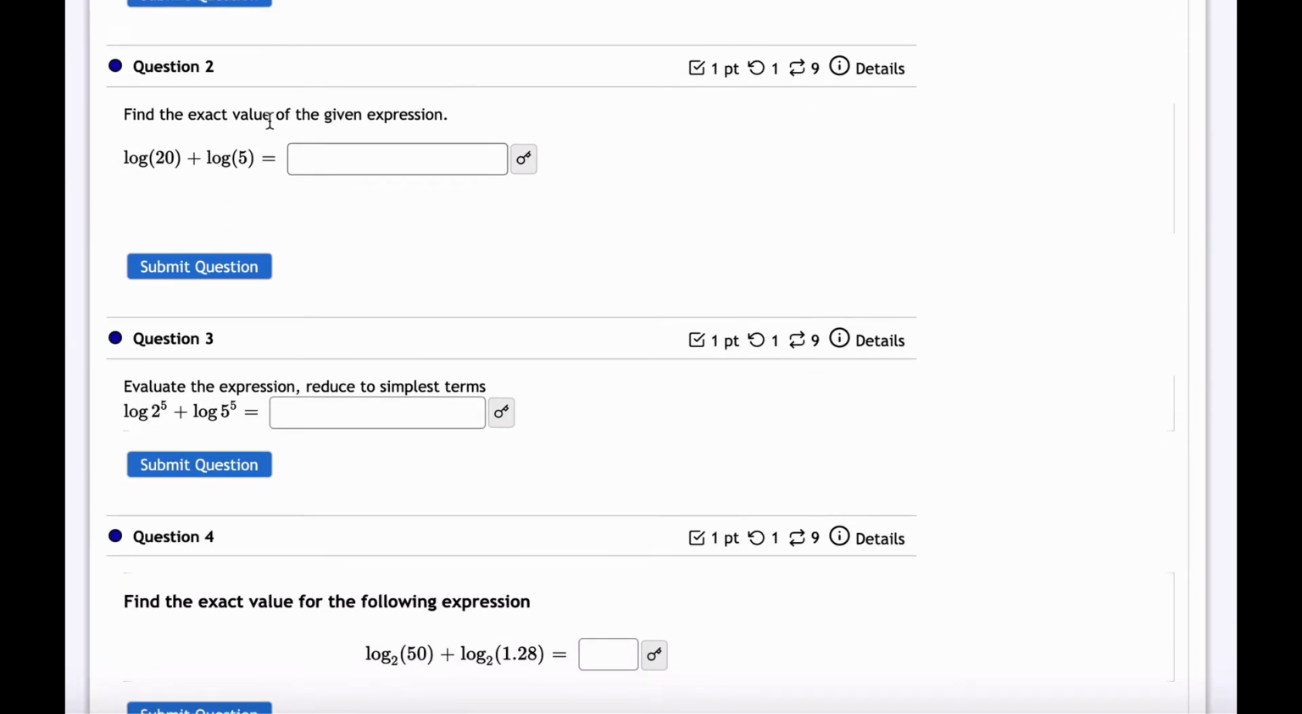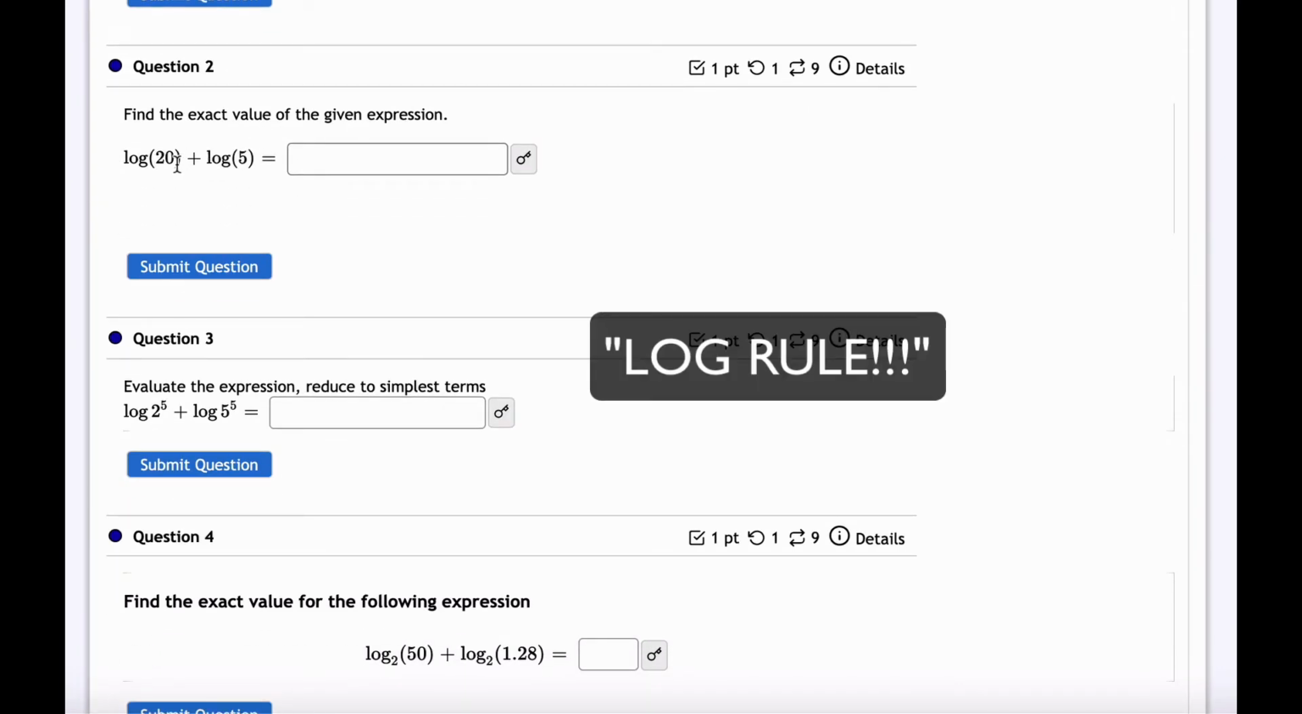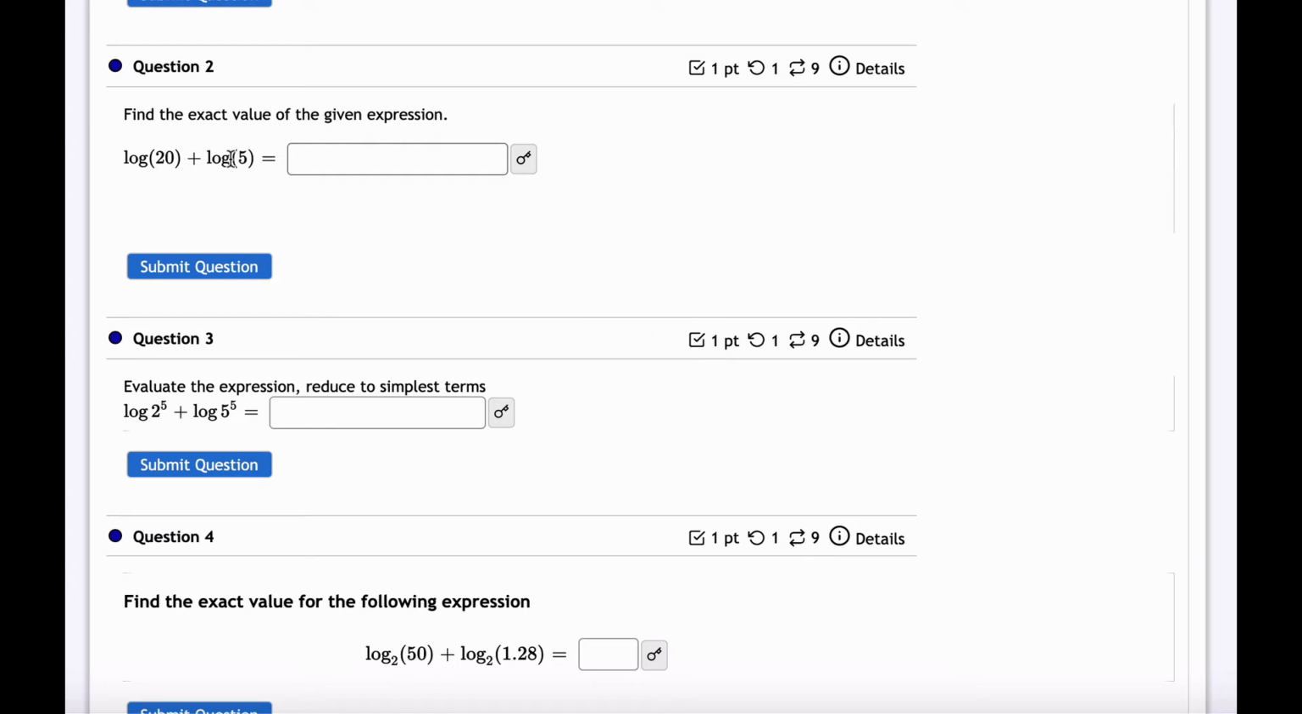Question 2, pretty straightforward application of the first exponent rule that deals with the sum of two different logs. Note that no log base is given here, so implied is that it's log base 10. I don't think I really have anything exciting to say on this one.